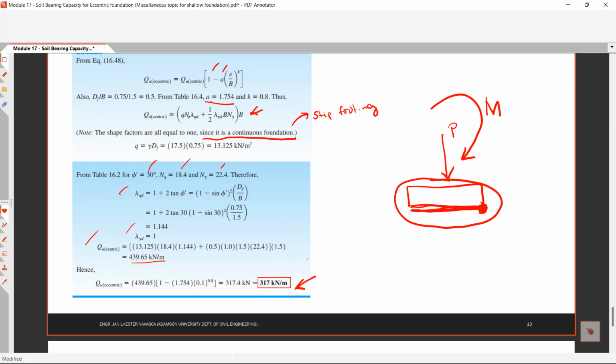Kasi same case din ito sa column. The eccentricity in the column, the moment, reduces the axial force that the column carries. So the same din sa any structural member. Kapag meron kayong interaction ng axial and moments, nababawasan yung axial, napupunta dun sa napapaangat yung structure and napupunta dun sa moments.